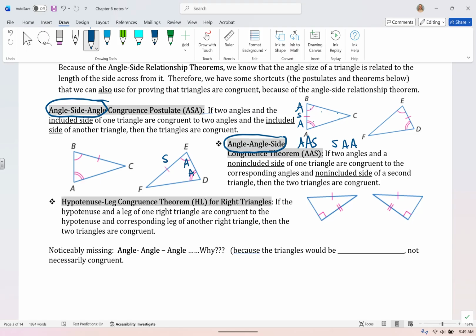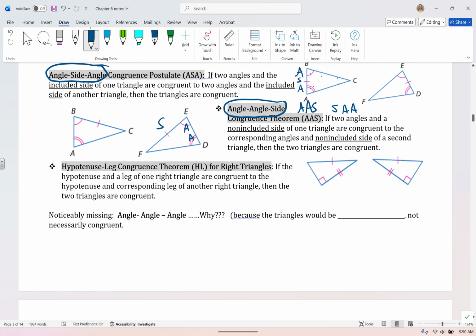So it's a little weird. What do you know? And then you have to kind of go sequentially around the triangle and say, what do I know? If I know two angles and the side in between them, that'd be angle, side, angle. If you know two angles and then the side after it, that would be angle, angle, side. And so that will prove that two triangles are congruent.